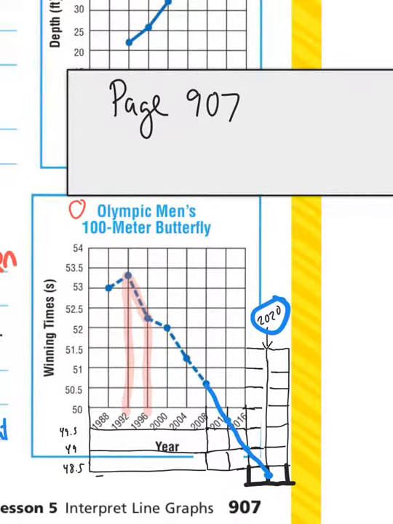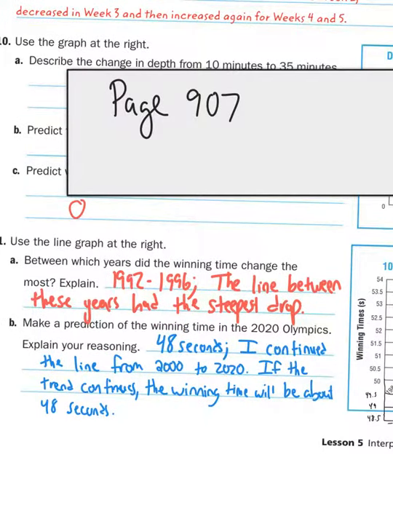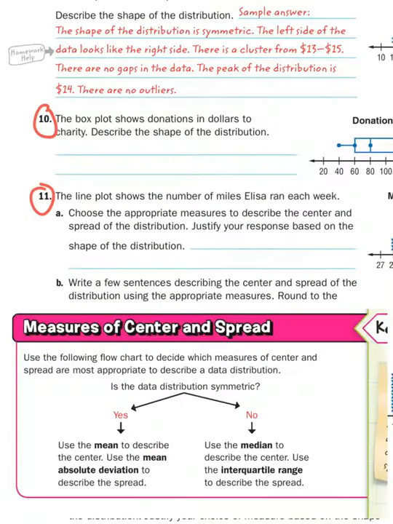Now, if you didn't have my answer, that's okay. I would say if you had an answer anywhere between 46 and 50 seconds, not 52, I would say that your prediction was pretty good. Mine just came out to 48. All right, so that's it for this page. Now, we are going to be on to page 897.